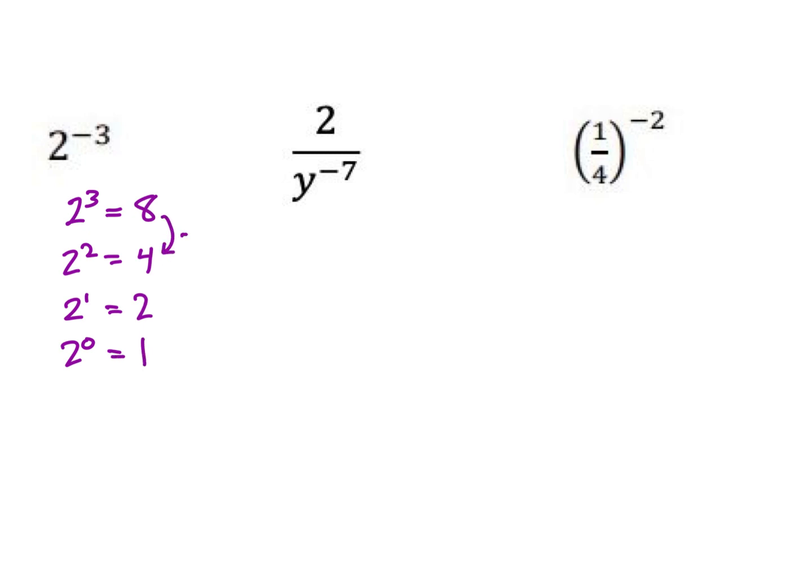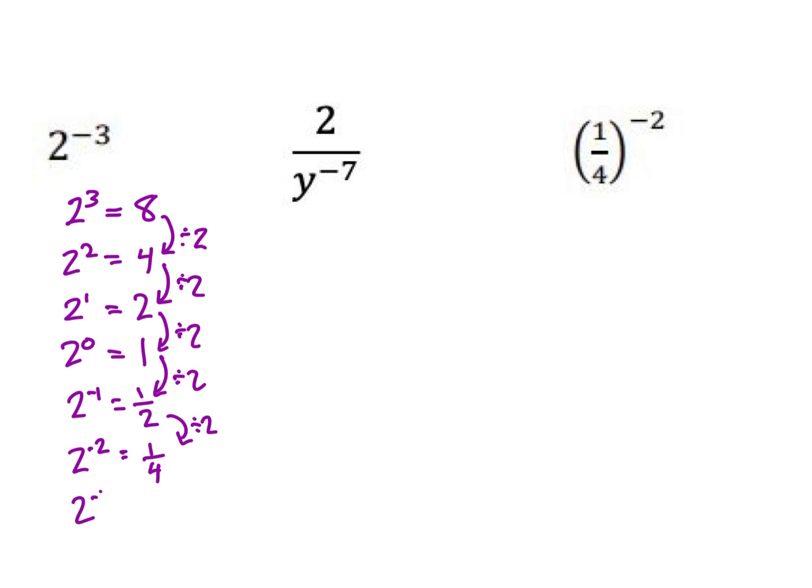We notice that there is a pattern. I'm dividing by 2, dividing by 2, dividing by 2. So it's logical that the next thing I do when I get to 2 to the negative first is to divide by 2. So I have 1/2. If I have 2 to the negative 2nd, I'm dividing by 2 again, which gives me 1/4. And if I divide by 2 again, oops, that should be negative 3, I have 1 over 8.